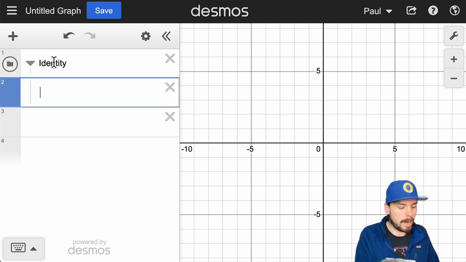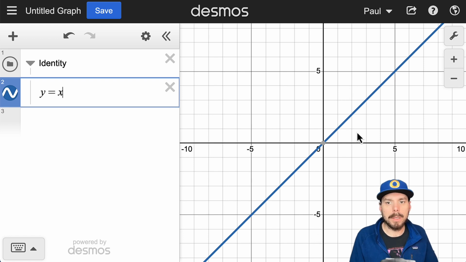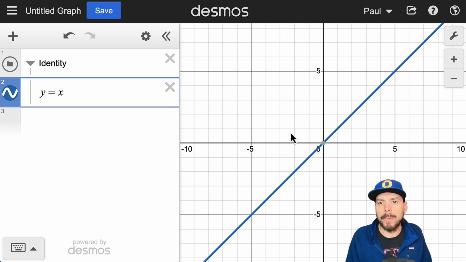The identity is y equals x. This will be really important for the concept of inverse functions because essentially we are reversing the inputs and outputs, or our x's and y's, and so what we'll see visually is a reflection across this line y equals x when we have our inverse function.